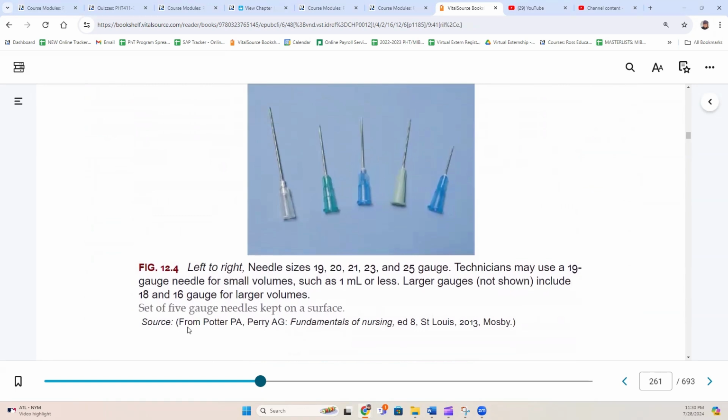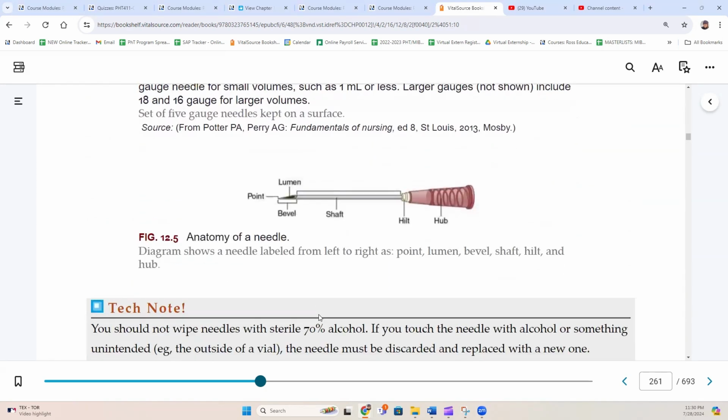So figure 12.4, we have the needle sizes from left to right: 19, 20, 21, 23, and 25. Technicians may use a 19 gauge needle for small volumes, such as 1 ml or less. Larger gauges that are not shown include 18 and 16 for larger volumes.